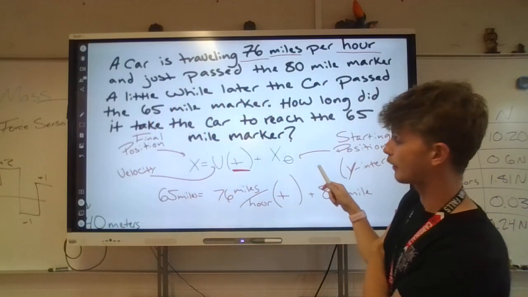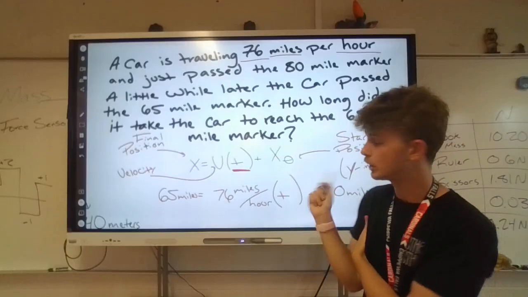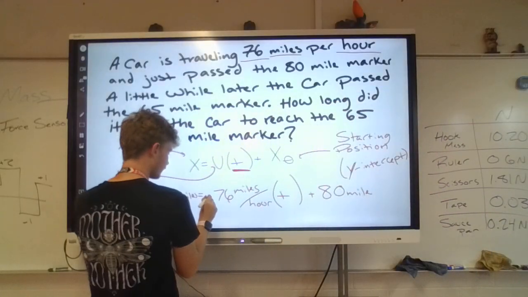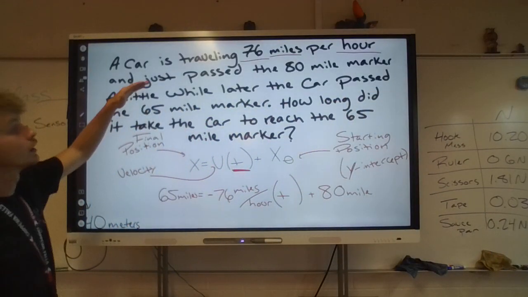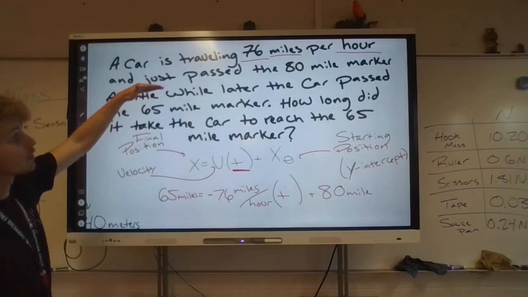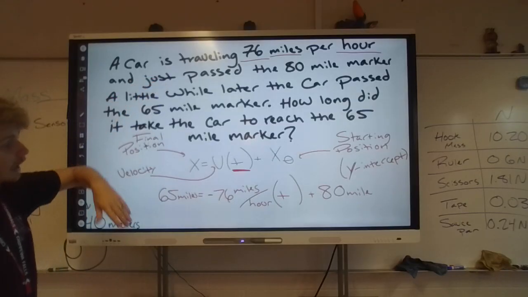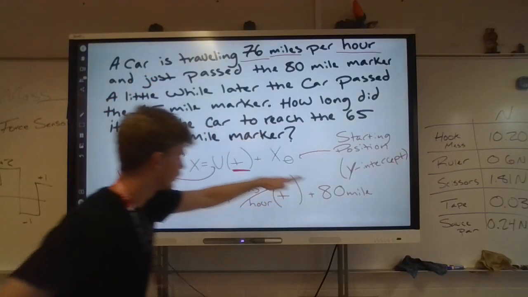You guys are going down. And since you're going down, your velocity must be negative, okay? You have a negative velocity because you are starting at a further away position than you're ending, okay? Since we started at 80, you're ending at 65.